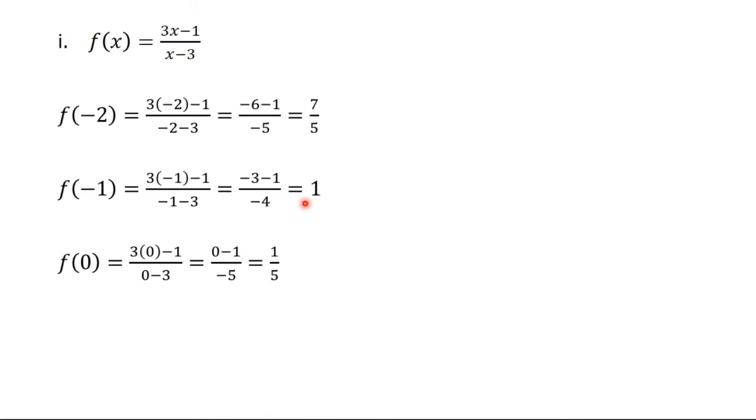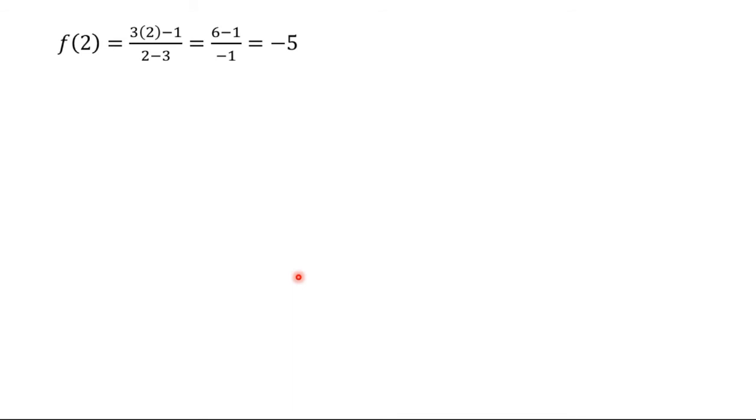3 into bracket 0 minus 1 over 0 minus 3, and this is going to give us 0 minus 1 over minus 5, giving us 1 over 5. Then we find the image of the next element, which is 1. So that is going to give us 3 into bracket 1 minus 1 all over 1 minus 3. We are going to have 3 minus 1 over minus 2, and that will give us minus 1.